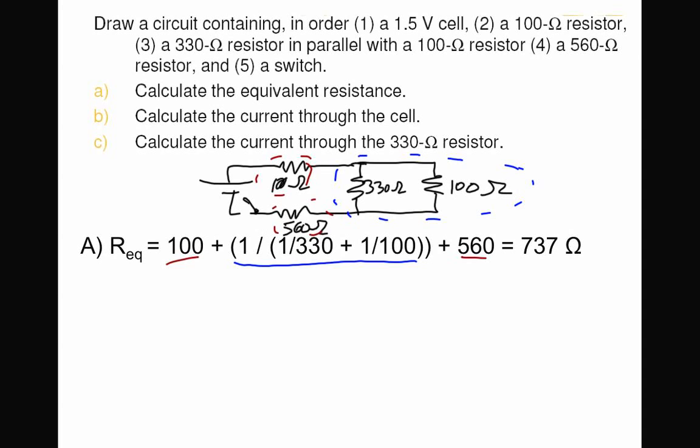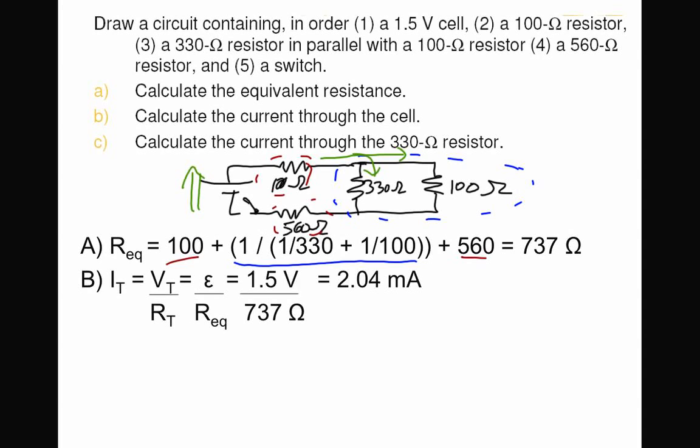Once you know that, the current through the cell, through the battery, is going to be dependent on that overall resistance. The current is going to have kind of a split effect here in the parallel parts. That's going to be a little different, but through the battery itself, that current is determined by the entire circuit. So you just use Ohm's law. This funny symbol here is otherwise known as EMF. It's just the total voltage provided by the battery. So you get 2.04 milliamps.